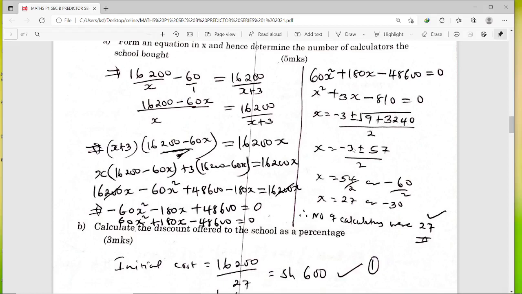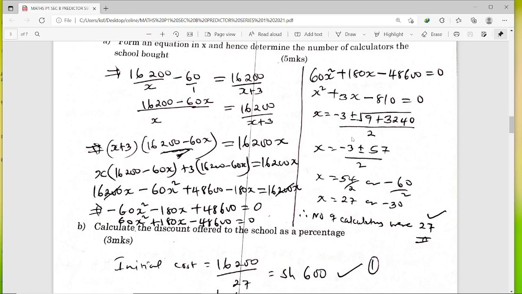So it's minus 3 plus or minus the square root of this. When you add, you get 57 over 2. So that gives you, if you add, 57 minus 3, which is 54 over 2. Or negative 3 minus 57 gives you negative 60 over 2. So it is 27 or negative 30. But the number of calculators cannot be negative, and therefore the number of calculators was 27.